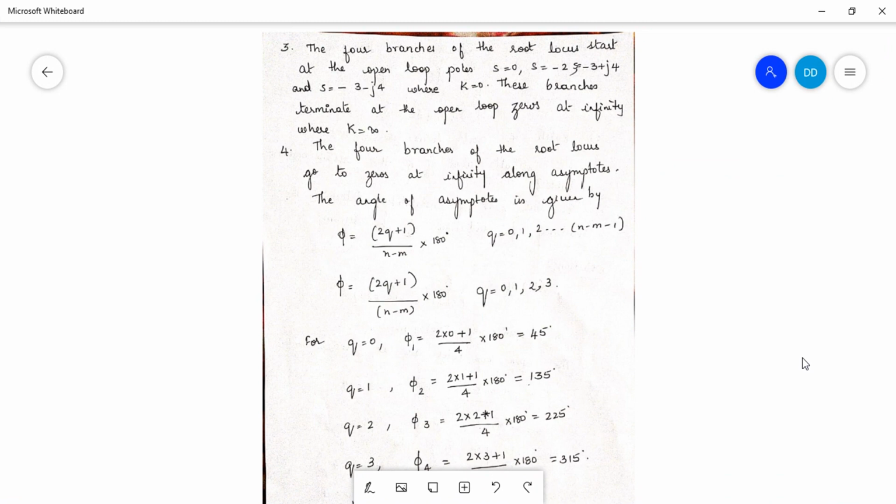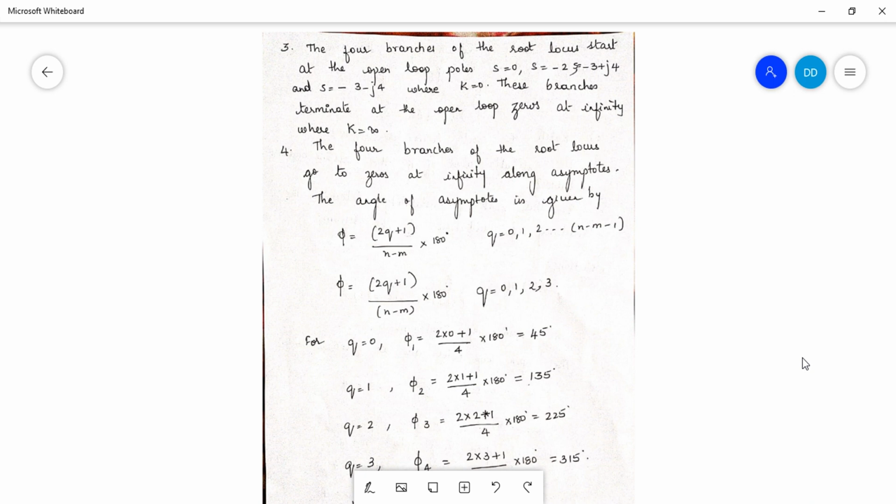The 4 branches start at the open loop poles s = 0, s = -2, s = -3+j4, and s = -3-j4. At those particular points, our K value is equal to 0. Since we don't have any open loop zeros, these 4 branches will terminate at a zero which is located somewhere at infinity. At that particular value, K is equal to infinity. So when these 4 branches travel towards infinity, they have to travel along some angles. That is decided by the asymptotes.